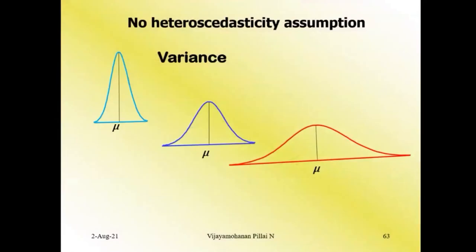Now we are taking the first case, that is the heteroscedasticity assumption. Now see, here I have given three distributions. And here we have the mean. In all the distributions, the mean is given here. So what are the implications of these distributions for the variance of that particular random variable that we consider? Anybody can tell me? Can you tell me the implication for the variance of the random variable here?